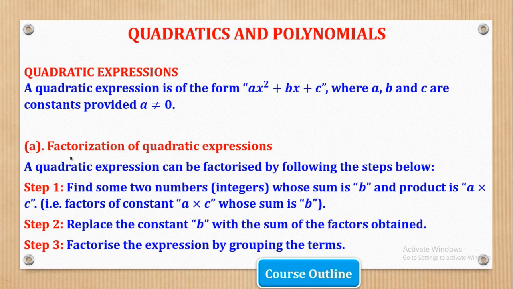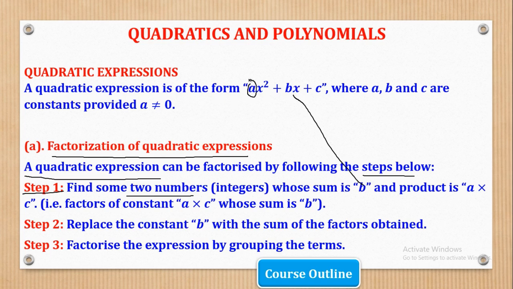Let's start with the first part, that is factorization of a quadratic expression. This is a review of what you covered in O level. A quadratic expression can be factorized by following the steps below. There are 3 main steps which you have to follow. The first step is to find 2 numbers or integers whose sum is equal to b, the coefficient of x, and whose product is a times b, that is, the coefficient of x squared multiplied by c.